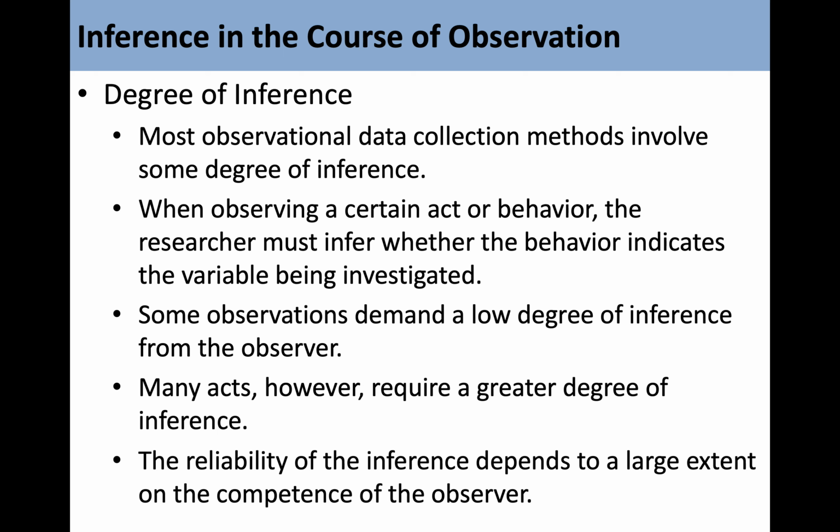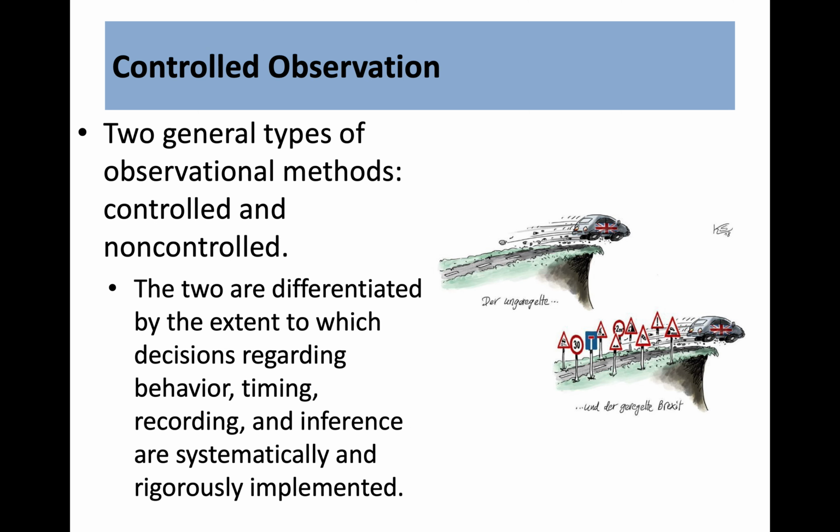So you need to make these definitions before it takes place. You need to infer, and how do you determine if somebody is being aggressive, if it doesn't always look like aggression? Let me say that. Two general types of observational methods, controlled and non-controlled.